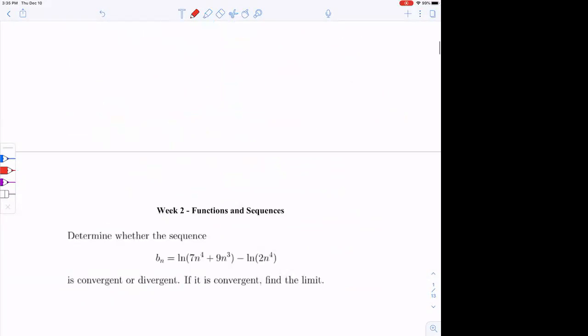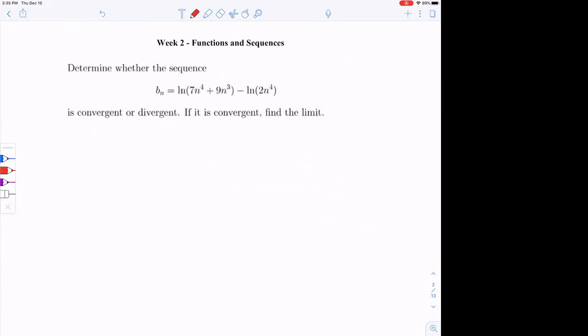Okay, so week 2. One of the things we talked about in week 2 was sequences. Here's a sequence, and it asks us if it's convergent or divergent. That immediately makes me think of the limit. We need to have the limit as n goes to infinity of this sequence of numbers, b sub n, and we'd like to know if it's convergent or divergent. So I have to go ahead and take that limit.